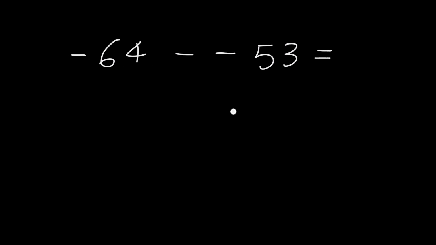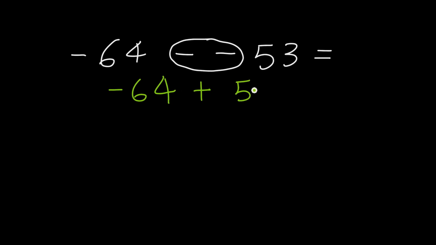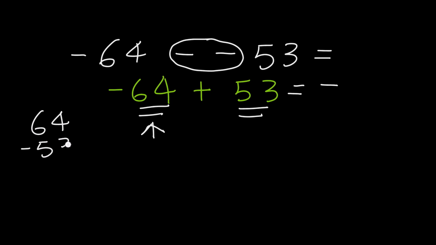So the first thing here is the negative signs. As you know, that will turn into a plus sign. Negative 64 plus 53. The final answer will be negative. We will take the sign in front of the bigger number, which in this case is negative. And we will take that number, which is 64, and subtract 53 from it. 4 minus 3 is 1, and 6 minus 5 is 1. Final answer, negative 11.